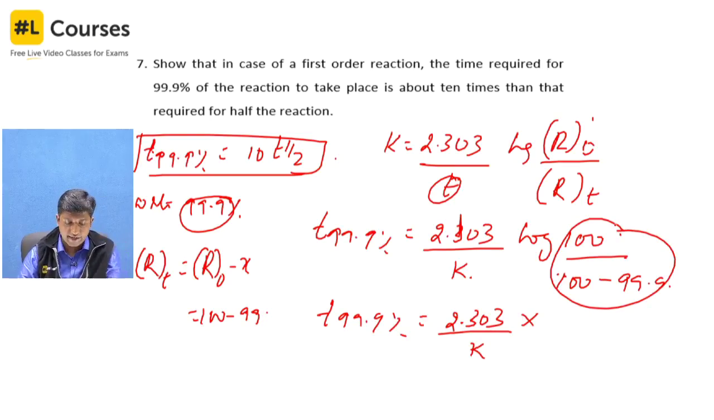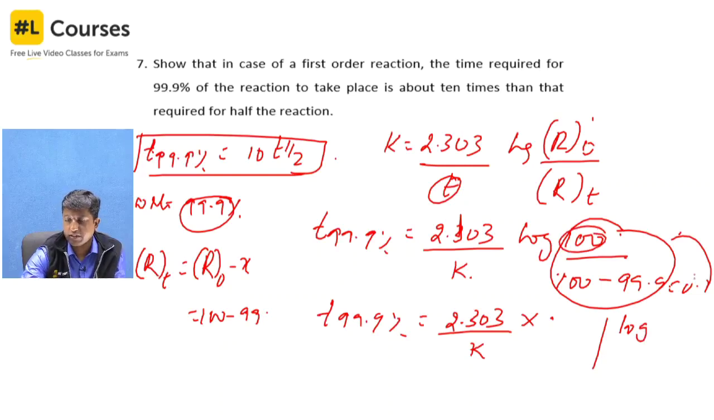That is log of 100 divided by 100 minus 99.9, which is 0.1. So totally it will be log of 10 power 3, which gives 3. I am going to do it directly, students. Here, log of this is 10 power 2, this is 10 power minus 1, which becomes 10 power 1 when it goes to the numerator. So totally it becomes 10 power 3. So log of 10 power 3 is 3 log 10, nothing but 3.